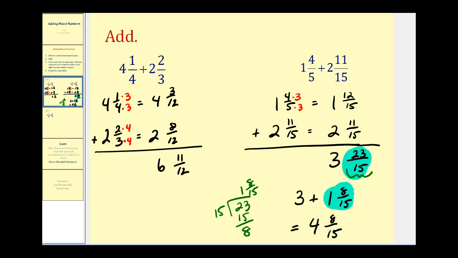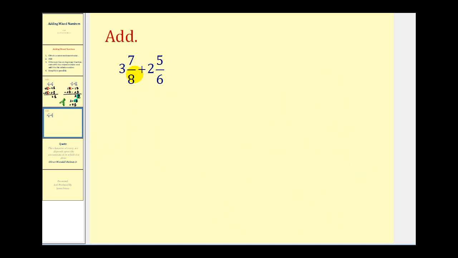Let's go and try one more of these. Let's put this in vertical form. So we have 3 7/8 plus 2 5/6. Now if we have a hard time finding a common denominator, remember we can always just multiply these together. 8 times 6 would be 48. We could use 48 as a common denominator, but 24 would be the least common denominator. So we'll go ahead and multiply this fraction by 3/3. That'll give us 24. Multiply this fraction by 4/4. That'll give us 24 as well.